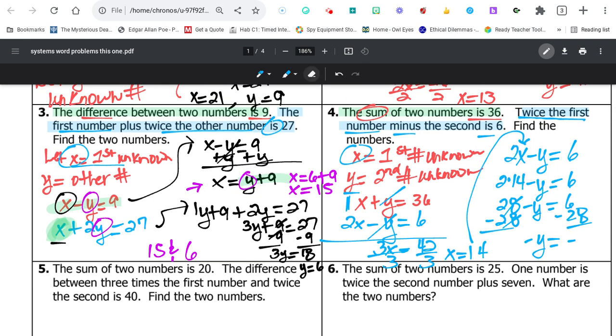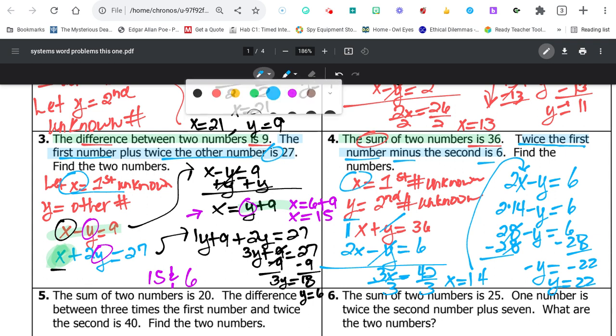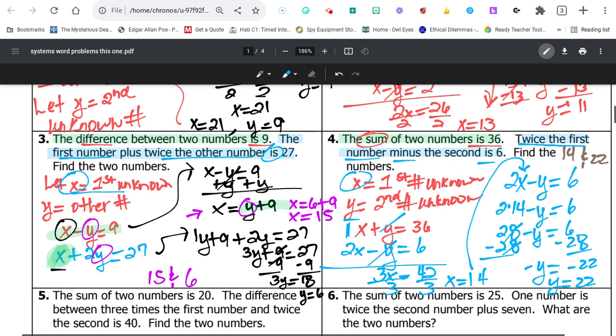But you don't want negative y. You want positive y. So you're going to divide by negative 1 or just change both sides to the opposites. So my two numbers are 14, let me do it in a different color, my two numbers are 14 and 22. And that is all you do.